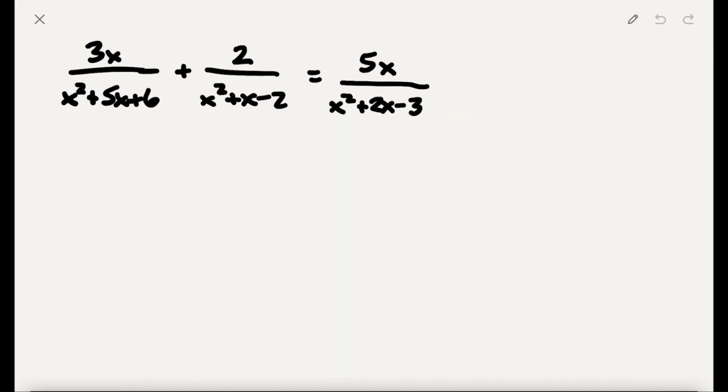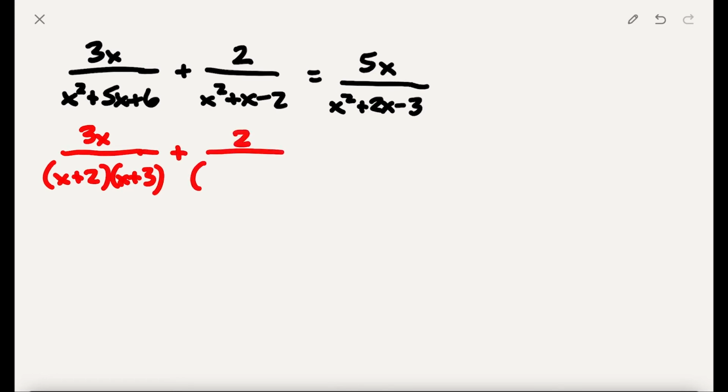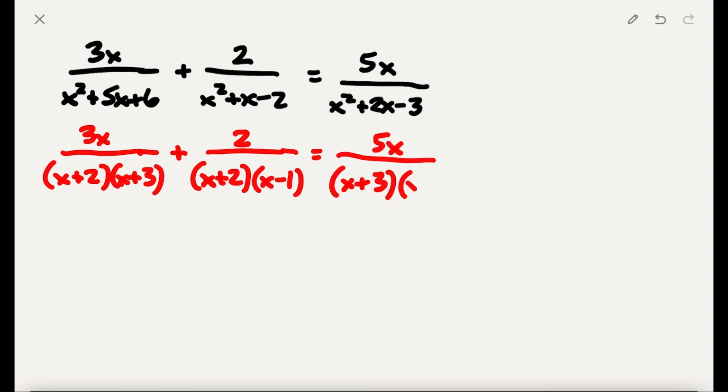All right, this next one is pretty involved, and you can't right away see what would cause this to be a division by 0 with the value for x. So what we're going to do is I'm going to factor everything first, essentially. So I'm going to do 3x over, this is going to be x plus 2 and x plus 3, plus 2 over, and this is going to be x plus 2 and x minus 1. And this is going to be equal to 5x over x plus 3 and x minus 1.